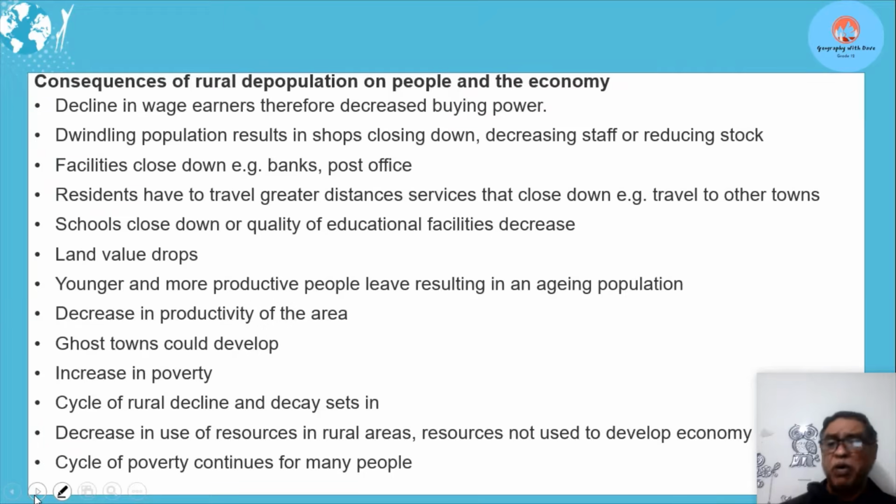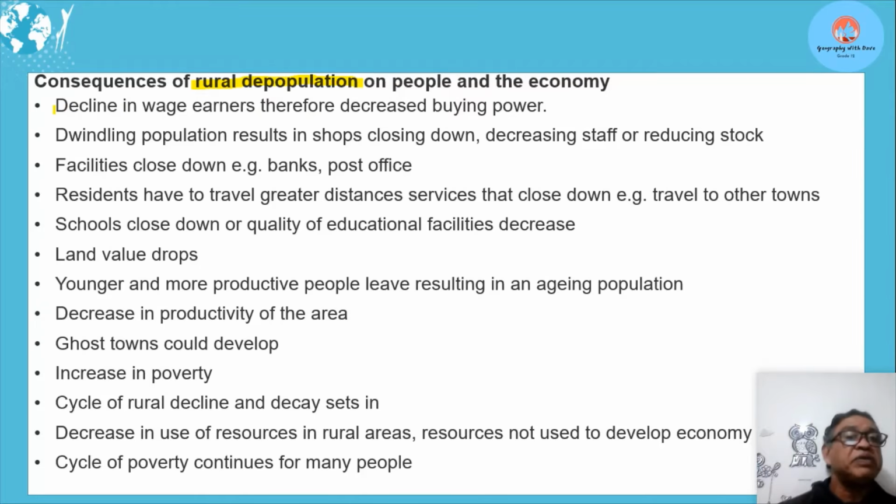Consequences of rural depopulation. Remember, it also includes rural urban migration. So if you get a question where it says consequences of rural urban migration on the people and the economy, obviously of the rural area, you can give the same sort of answers, because people are leaving. So please note that, learners. Our main emphasis is on rural depopulation, and rural urban migration is one of the concepts linked to rural depopulation. Basically, that's a movement.